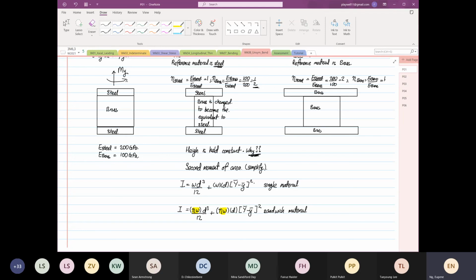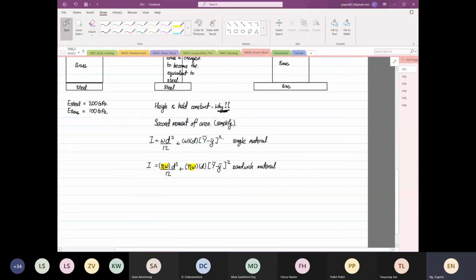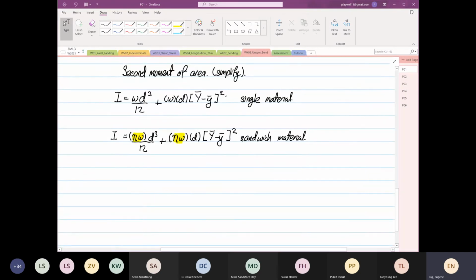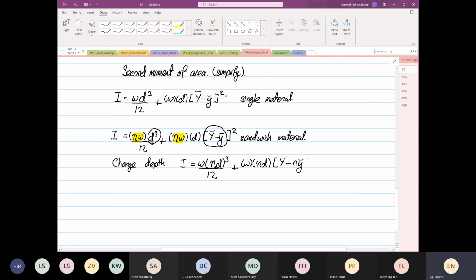Now for this case, if we decide to change our height, let's say you want to keep your width constant. Now the problem is this term down here and all these down here, they will have issues. I'm not saying that this is right. If we change depth, then I is equal to W D cubed divided by 12 plus width multiplied by D, and then it will complicate, right? Then you have to change n, y bar, something like that, squared. I'm not saying that this is the right equation, but it makes it more complicated.